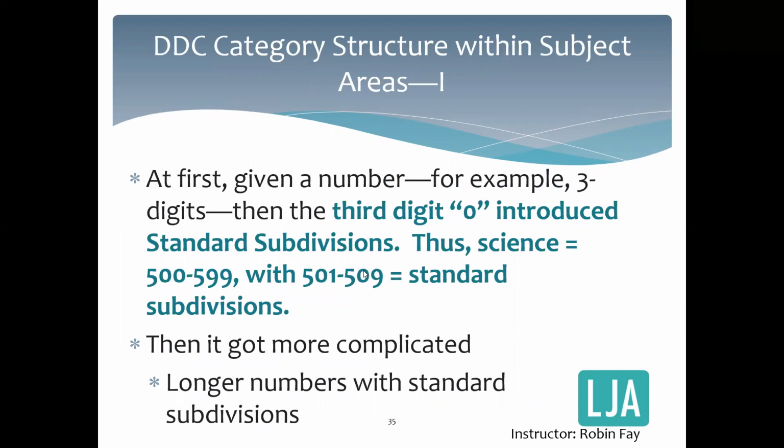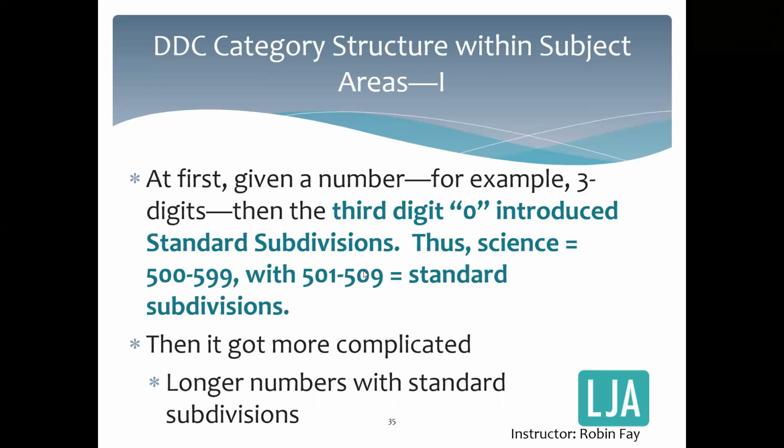So you start out with 3 digits. That's your base number. And then the third digit is really what introduces those standard subdivisions. We'll talk a lot more about the standard subdivisions next week. We're just exploring a little bit of all of this today. So for example, we have science. Science is in the 500 to 599 range, and then 501 to 509 is where those standard subdivisions will fit. That pattern exists throughout Dewey: 600 to 699 is the technology bucket, and there are a lot of things that go in technology, as we saw from the Web Dewey exploration. And 601 to 609 is where our standard subdivisions are.